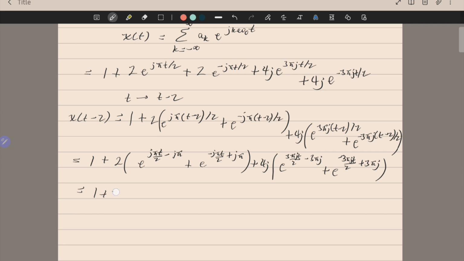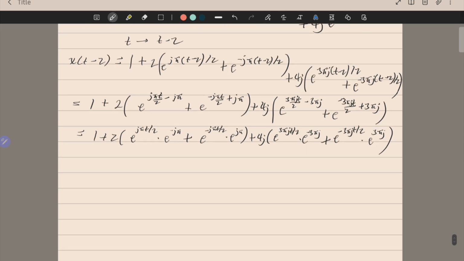Okay, so what do we have here? We have 1 plus 2 e to the j pi t over 2 multiplied by e to the minus j pi, plus e to the minus j pi t over 2 multiplied with e to the j pi. Again here, plus 4j, this is e to the power of 3 pi j t over 2 multiplied with e to the minus 3 pi j. Here we have plus e to the minus 3 pi j t over 2 multiplied with e to the 3 pi j.